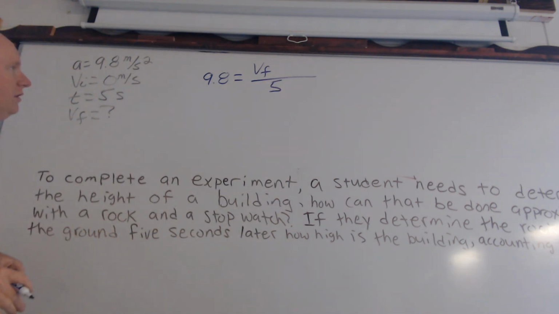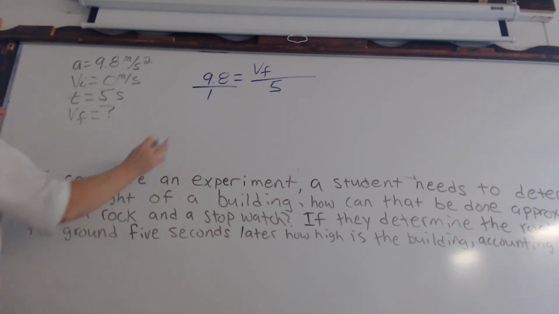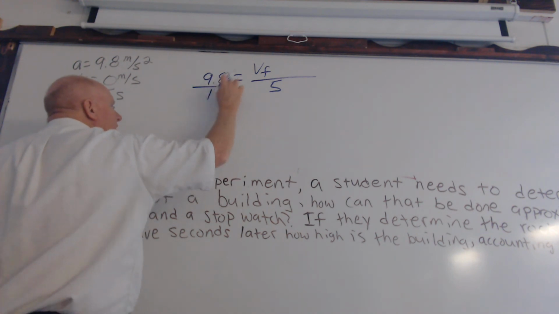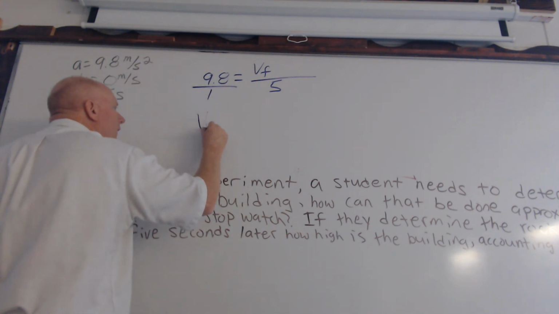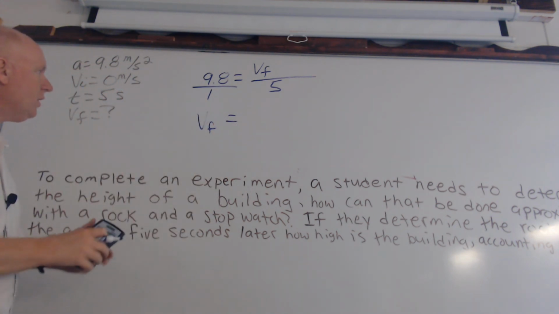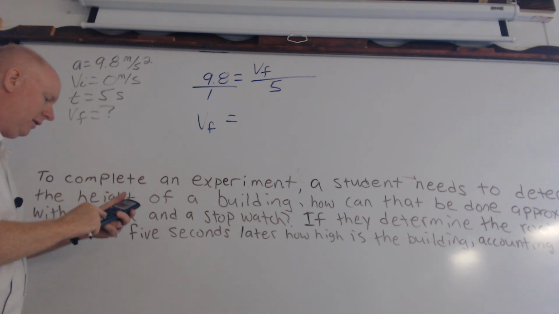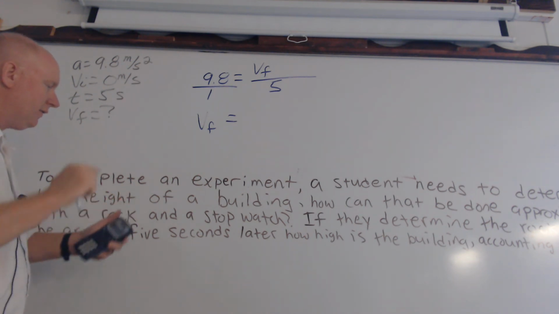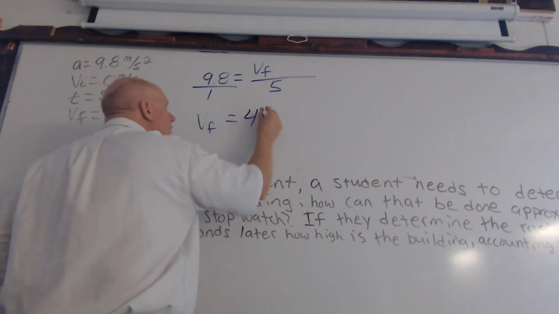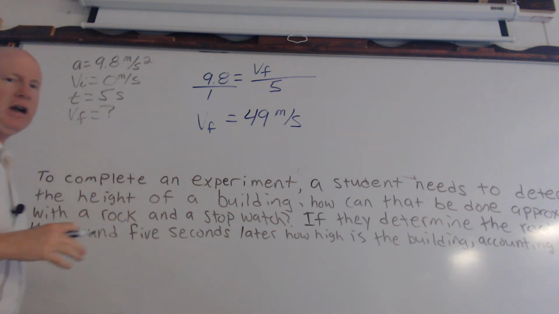So what we need to do is get final velocity by itself. We're not changing the value by cross multiplying. Doing this, 1 times VF just gives us VF equals whatever those two are times each other. Upon doing that, we've got 9.8 times 5, which gives us 49 meters per second. But again, that doesn't give us the height of the building. That's just a part of the component.